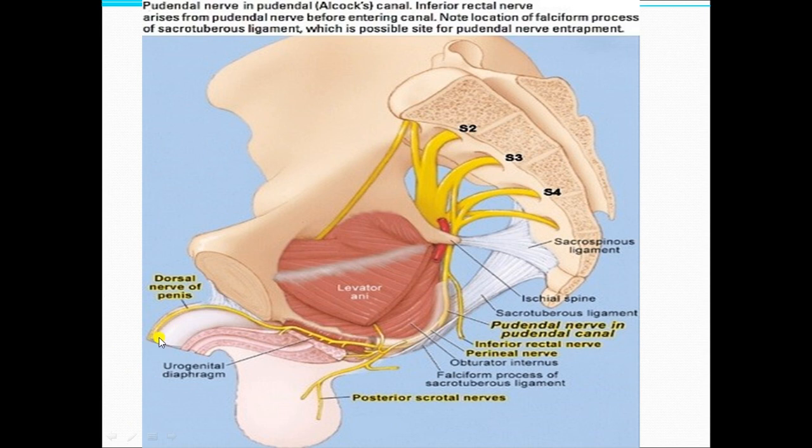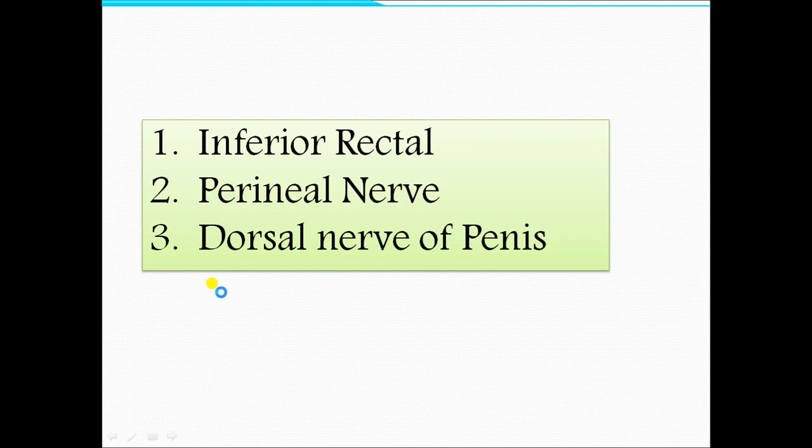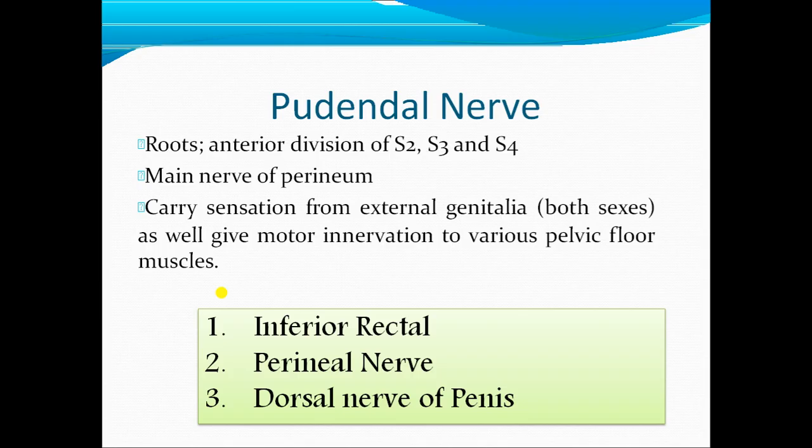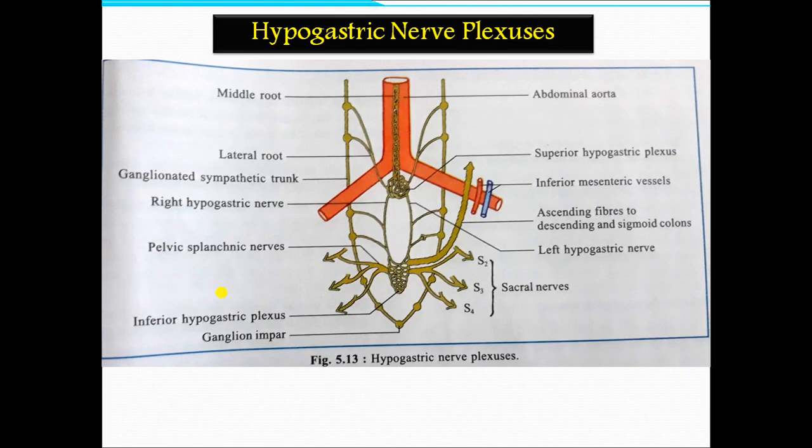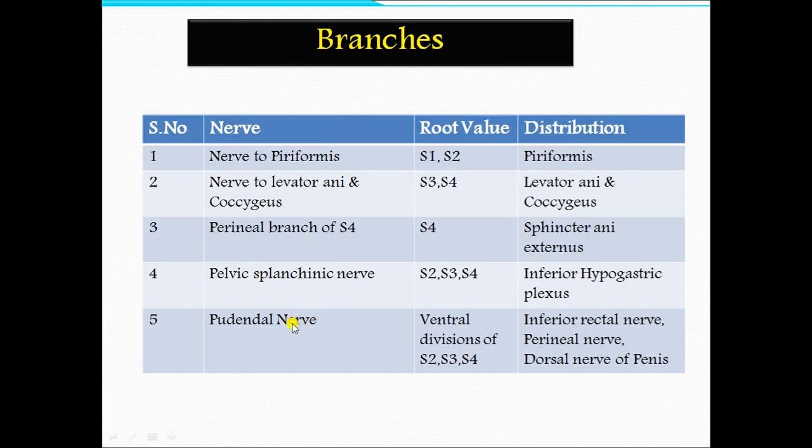Okay, and the prepuce skin also it supplies here. Okay, so this is about the dorsal nerve of the penis. So these are the nerves we are seeing here in the pelvic regions. Okay, so these are the 5 nerves. Okay, so these are very, very important.